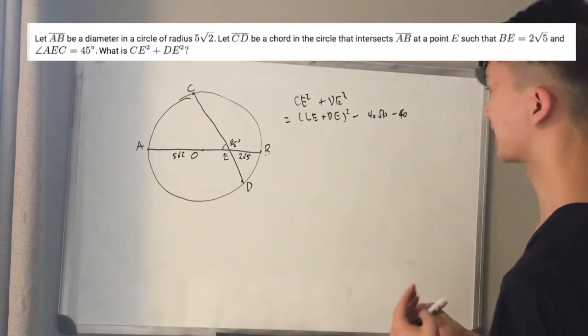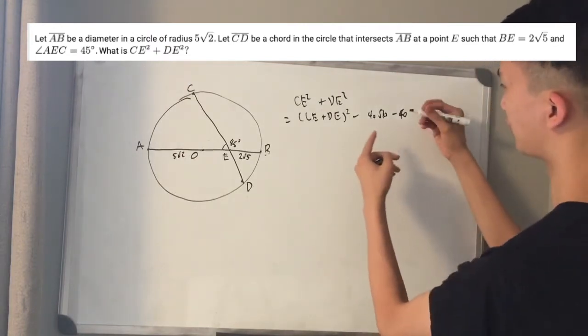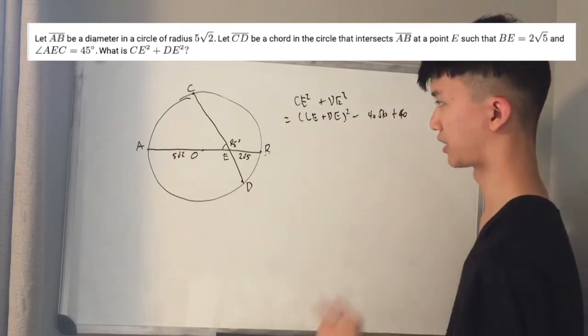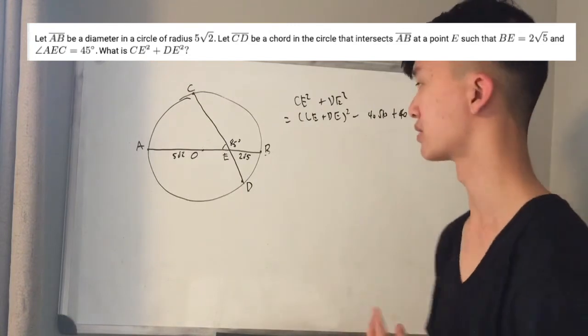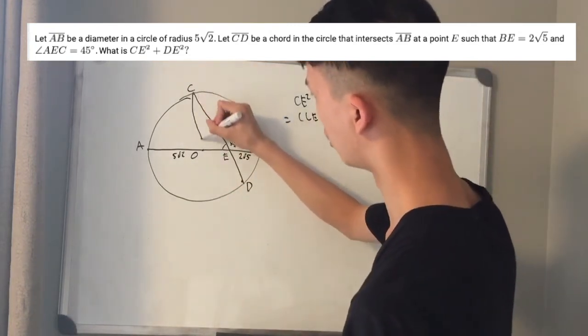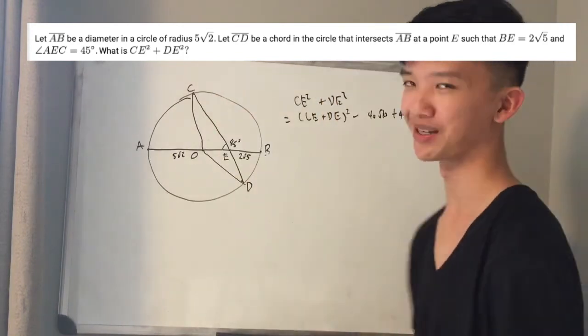Now we can remove the bracket and distribute the negative sign to get minus 40 root 10 plus 40. Okay, now let's solve for CE plus DE. So now is when this question becomes a little bit complicated. So first, let's consider triangle COD. As you can probably tell, I'm not the best at drawing straight lines.